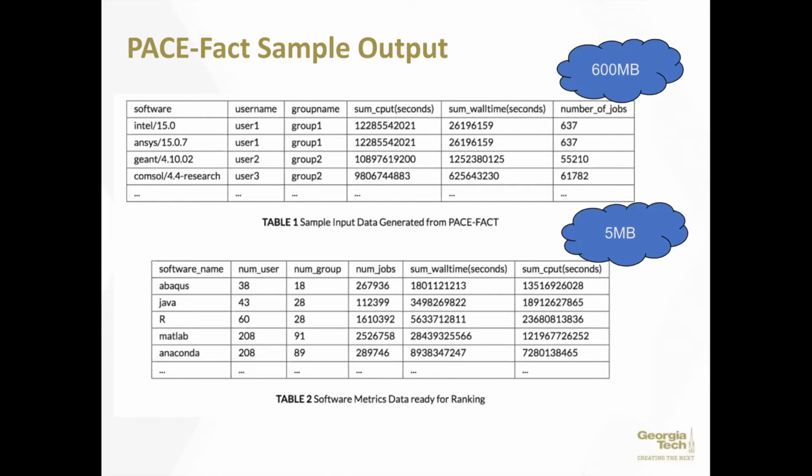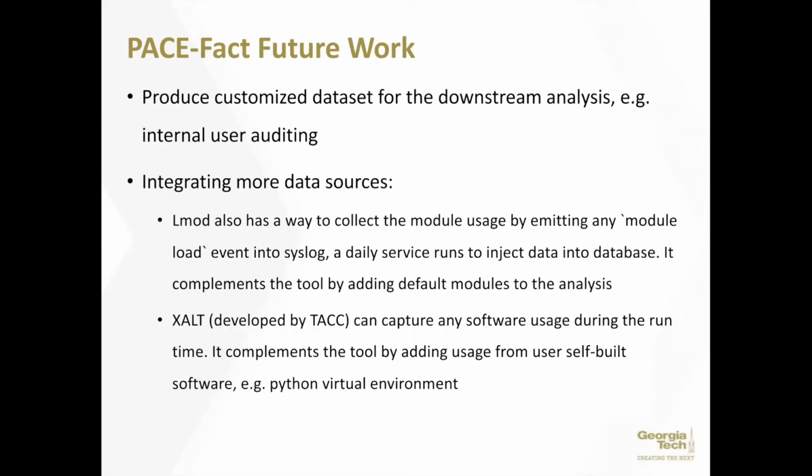So in here, we get a further aggregation of the data. For example, we don't care about the software version anymore. We just simply say, okay, for Abacus, we just care about how many users use it, across how many groups, and how many jobs have been run during the last year, things like that. So we can further reduce the data for the post-processing needs.